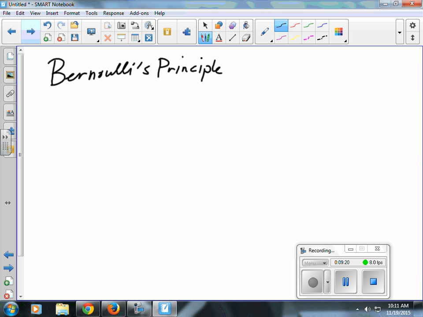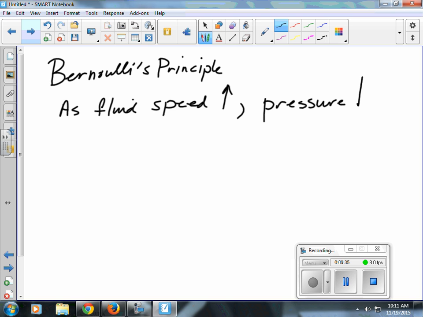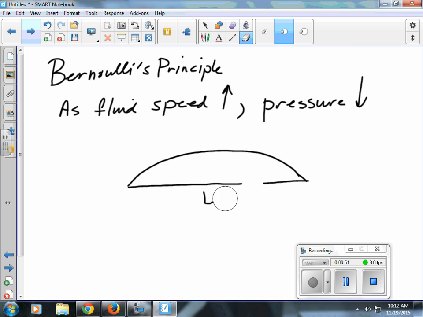Bernoulli's principle, they just demonstrated back here. As fluid speed increases, what does pressure do? Pressure decreases. Okay? So, we talked about the airplane wing, right? We got low pressure here. No, my bad.